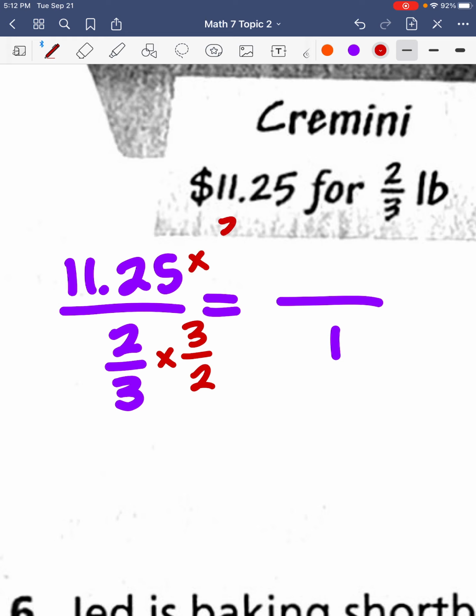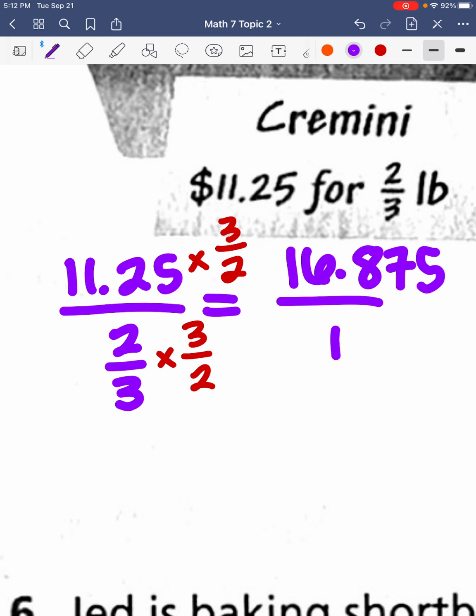And I do the same thing here. I multiply by 3 over 2. And remember, we're using our calculator. So when I type 11.25 times 3 over 2 into my calculator, I get 16.875 over 1. Now, we're talking about money, right? And money definitely doesn't have 3 decimal points. So because that's a 5 right there, what do I want to do with that 7? I want to round it up.